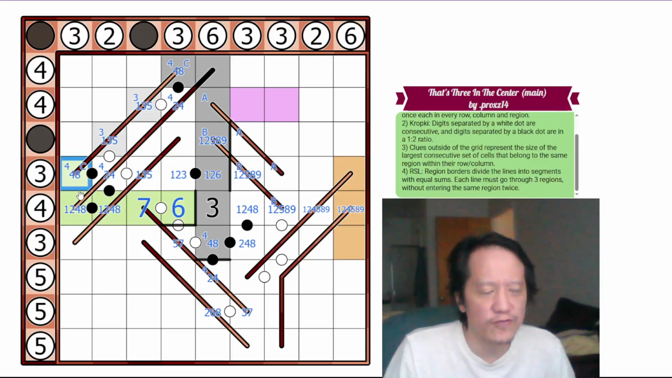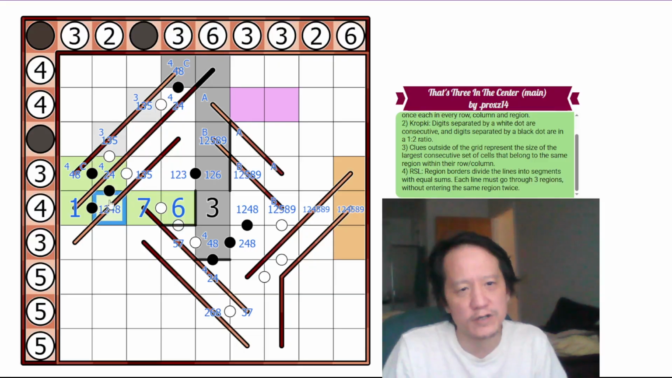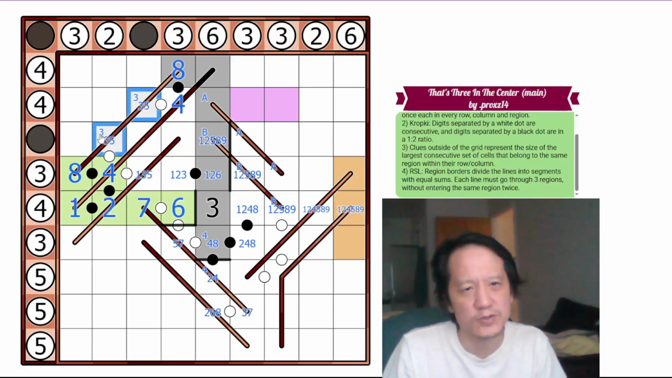So can this ever be 4? 4, 2, 1, and 2. That's possible. Wait, no. If this is 4, 2, 1, and 2, the 2 would be the same, different regions. So I think this all has to be the same region then. So this must be the same region, which makes it 1, 2, 4, 8. So this is 1, 2, 4, and 8. That makes this 8. This is 4. This must be a 3, 5 pair, adding up to 8.